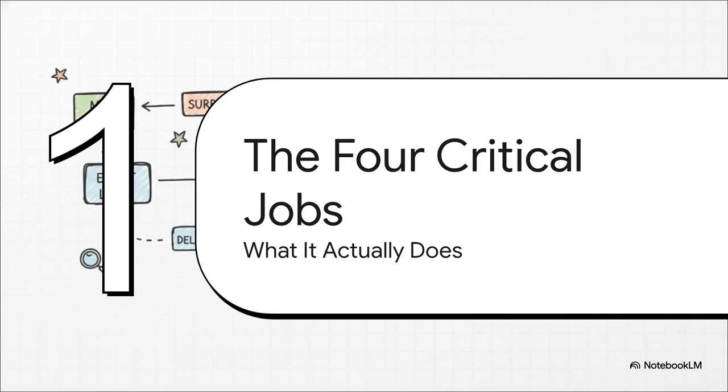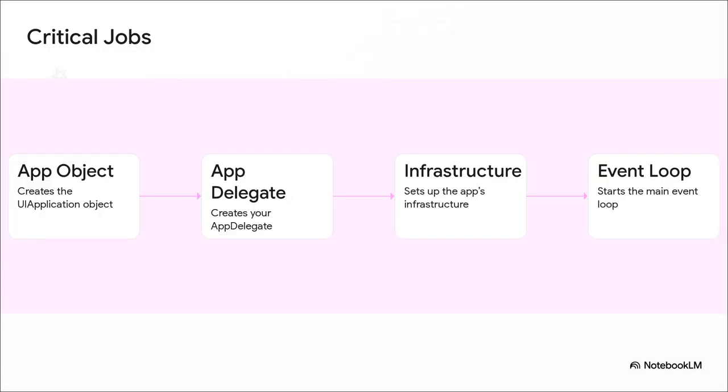Okay, so what is this invisible engine actually doing? It's not just sitting there. It has 4 really critical jobs to do before your app can even think about showing a screen. Let's break them down. First up, it creates the main application object itself, the UIApplication. You can think of this as the heart of your app. Then it creates your app delegate, which is your custom doorway for handling big system-level events. After that, it gets to work laying all the groundwork, setting up the necessary infrastructure. And finally, and this is the absolute key, it kicks off the main event loop.